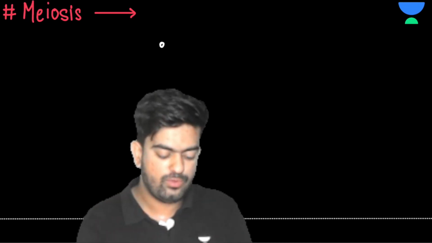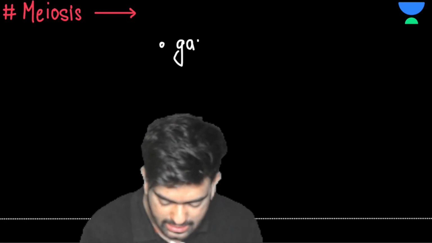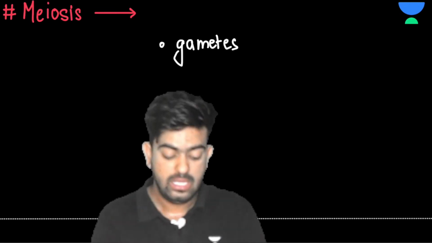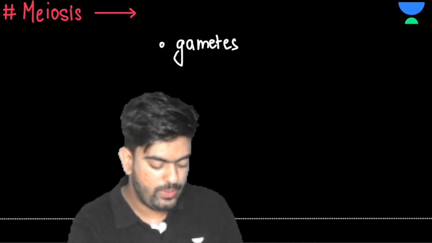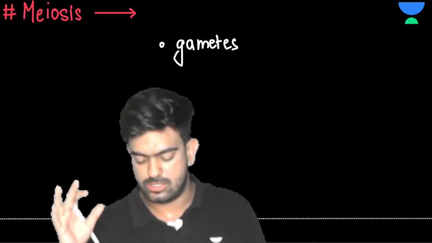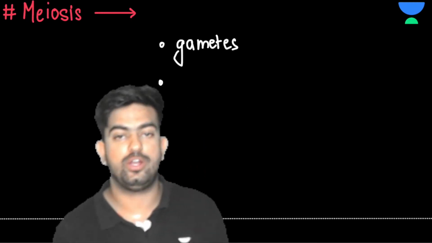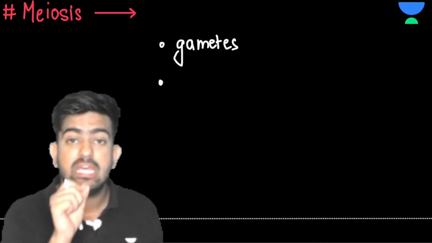So that means meiosis is basically used to form the gametes. Yes or no? Meiosis is used to form the gametes. So whenever gamete formation is required, we are going to use meiosis. Okay. Now, meiosis is also known as what?